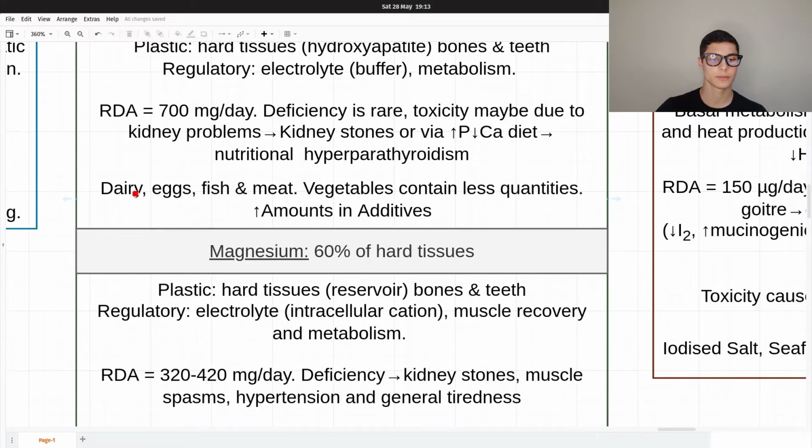We can find phosphorus in dairy, eggs, fish, and meat, and the vegetables contain smaller quantities. And we find high amounts in additives.